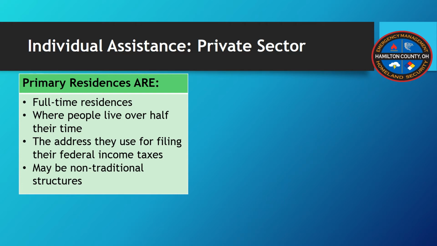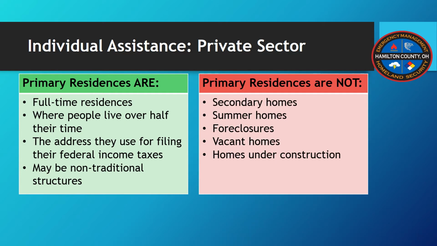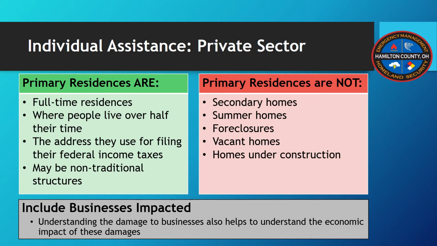Primary residences are not secondary homes and do not include lake cottages, fishing cabins, or rental properties. Foreclosures, vacant homes, and homes under construction should not be included in this assessment. However, businesses are included in IA damage assessment and should be evaluated using the same criteria as primary residences.